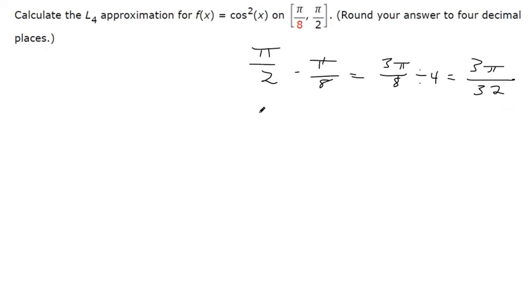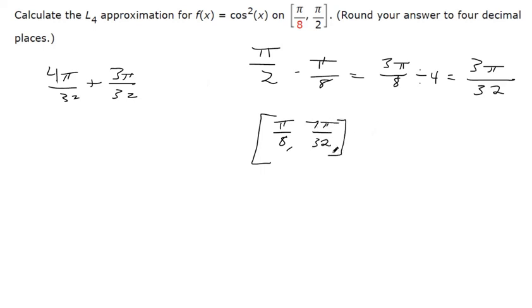This one's ugly, but you're supposed to take pi over 8 as a starting point, and then the ending point of the first interval should be plus 3 pi over 32 from it. So pi over 8 is 4 pi over 32, and we're adding 3 pi over 32 to it. So this is 7 pi over 32 for our first subinterval.